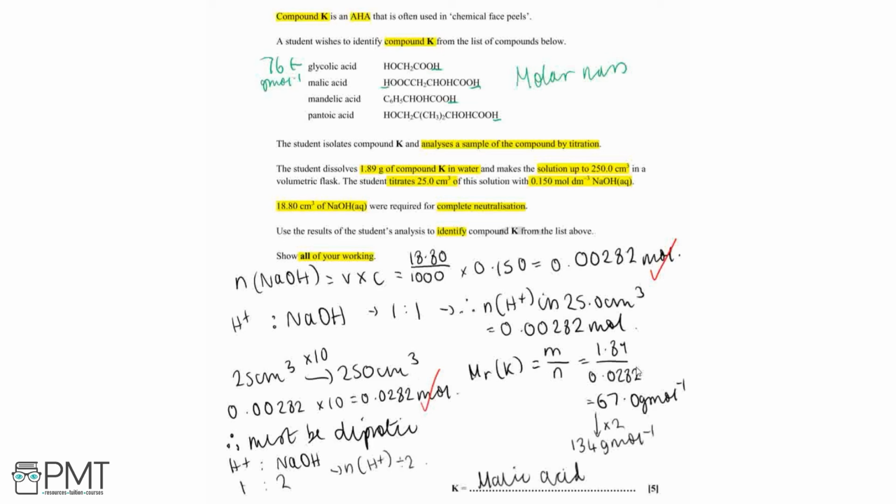Then the third mark was for working out the initial molar mass of K. Then, as we deduced, we figured out that K would have to be diprotic, so the fourth mark is for some statement in there which identifies that none of the molar masses of the monoprotic acid linked up with our answer, therefore we must have the diprotic acid. And then the fifth and final mark was for therefore identifying that K must be malic acid.